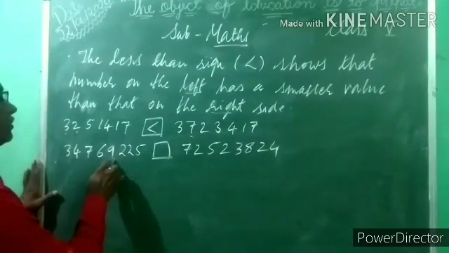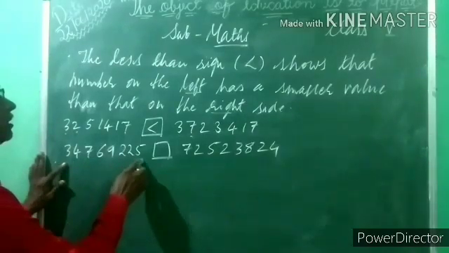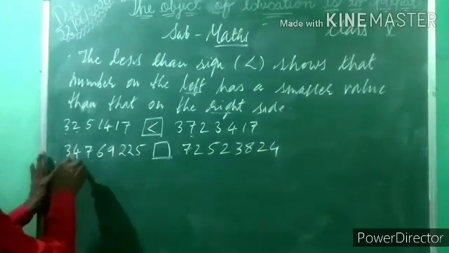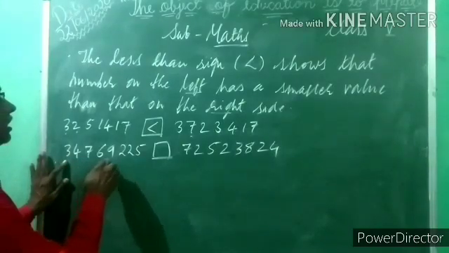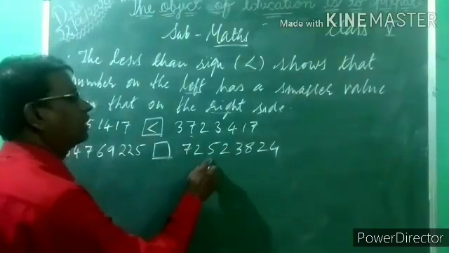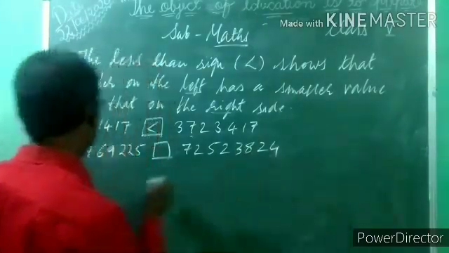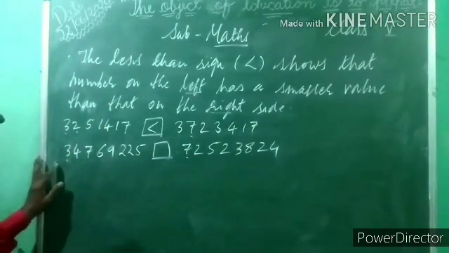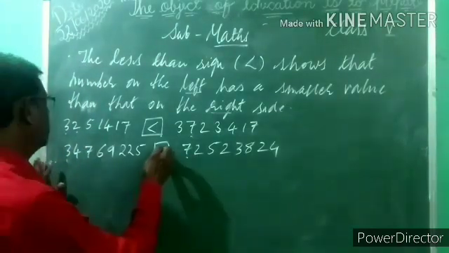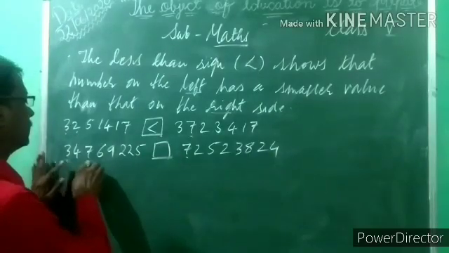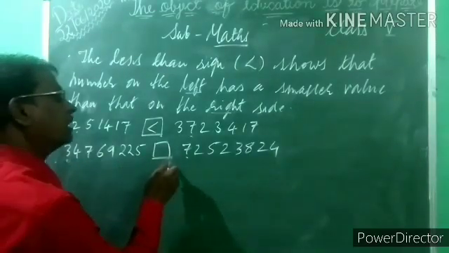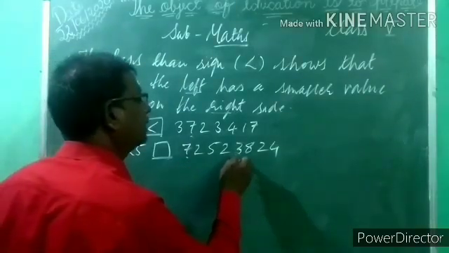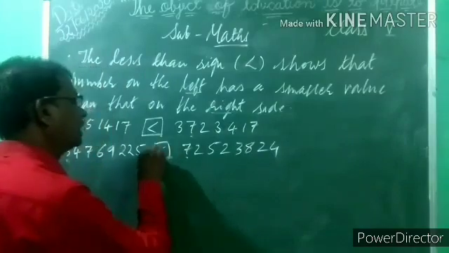How many digits is this number? 1, 2, 3, 4, 5, 6, 7, 8. It means crore. Ones, tens, hundreds, thousands, ten thousands, lakh, ten lakh, crore. 3 crore 47 lakh 69,225 and 7 crore 25 lakh 23,824. Now compare. Here 3 and here 7. 3 is less than 7. So that means 3 crore 47 lakh 69,225 is less than 7 crore 25 lakh 23,824. So put the less than sign.